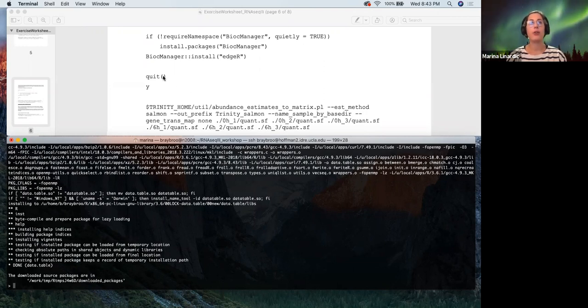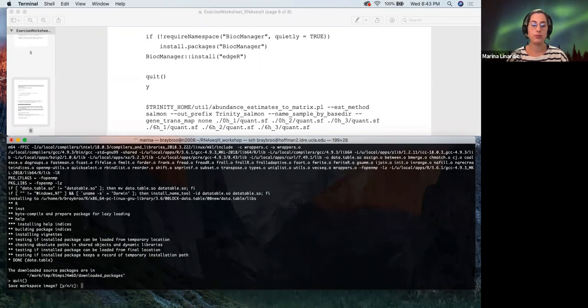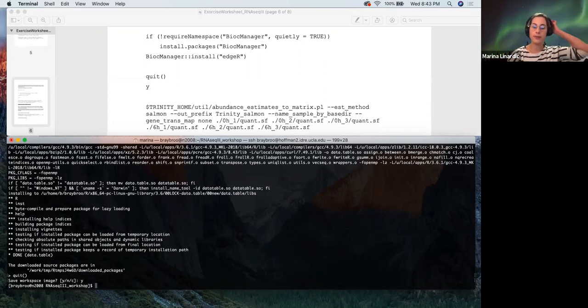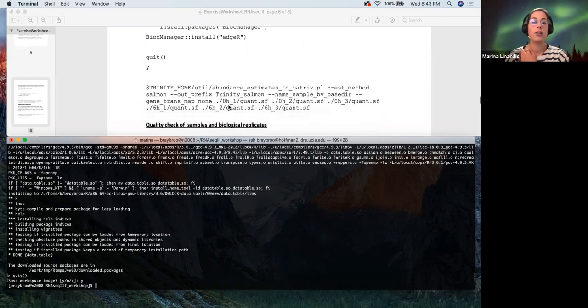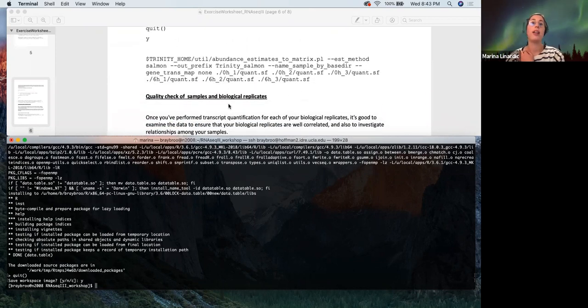So now to get out of R within the cluster, we need to just write quit, followed by closed brackets. Save workspace image, yes. So it's going to save all the EdgeR information that we just loaded in. Yes, enter. And it just puts us back onto the cluster. Okay, now we're ready to create that matrix.